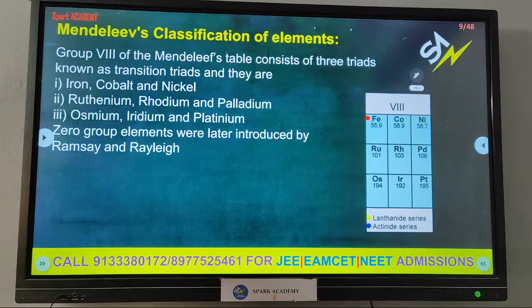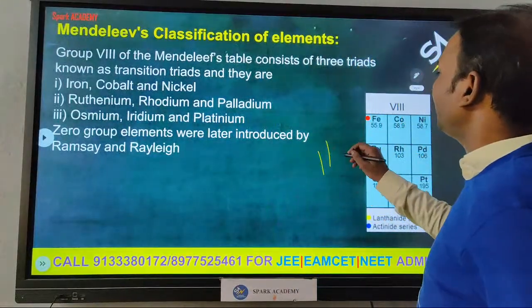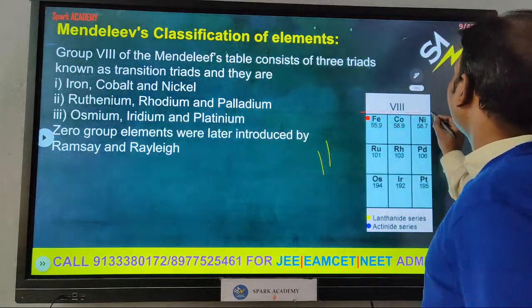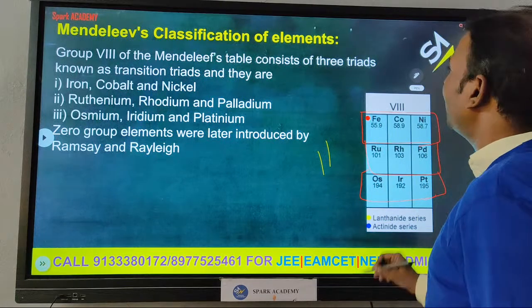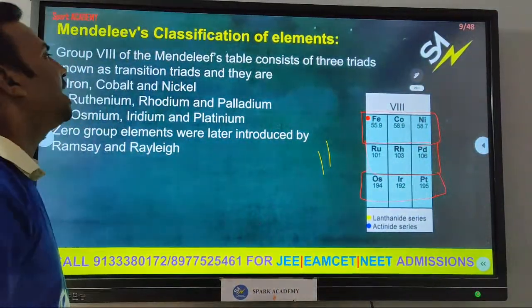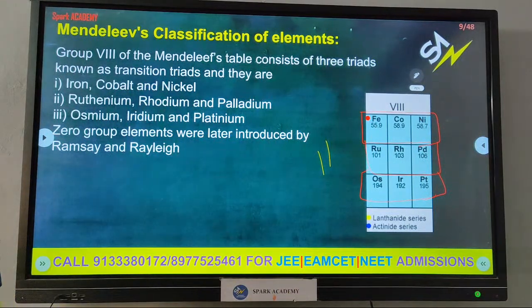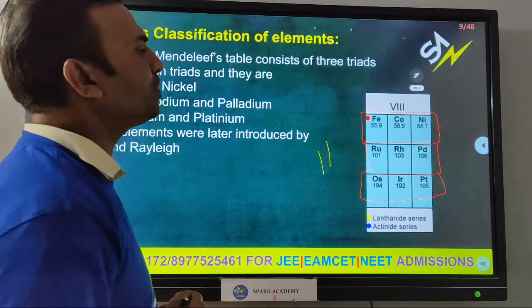Now come to group 8 in the Mendeleev periodic table. These are called triads. What is the meaning of triad? Like Dobereiner's law of triads, three elements are present, so these are called triads. These are called transition triads because transition elements are present in them. The first triad is iron, cobalt, nickel. The second triad is ruthenium, rhodium, palladium. And the third triad is osmium, iridium, platinum.